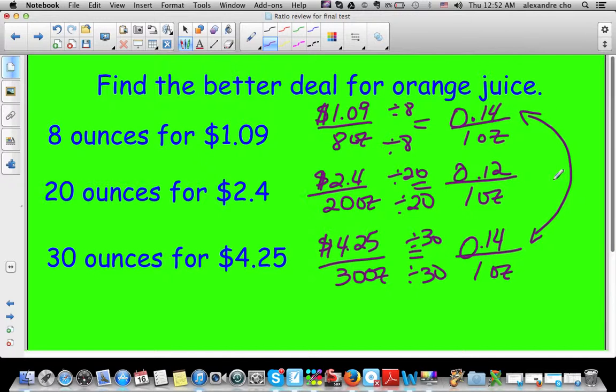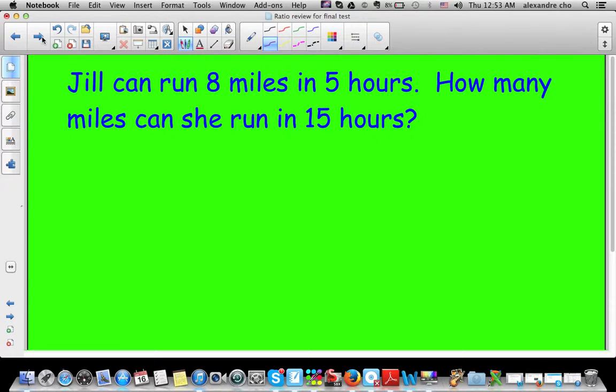So if you went to the supermarket and you bought, actually, I'm sorry, what am I talking about? The cheapest one is the middle one, 20 ounces. Here, every ounce of orange juice costs you 12 cents, and that's where you got the better deal. Okay, so that's that for that, and then we have one more.